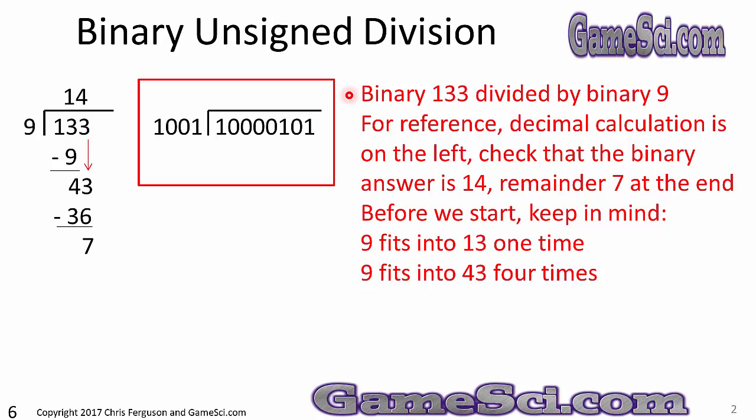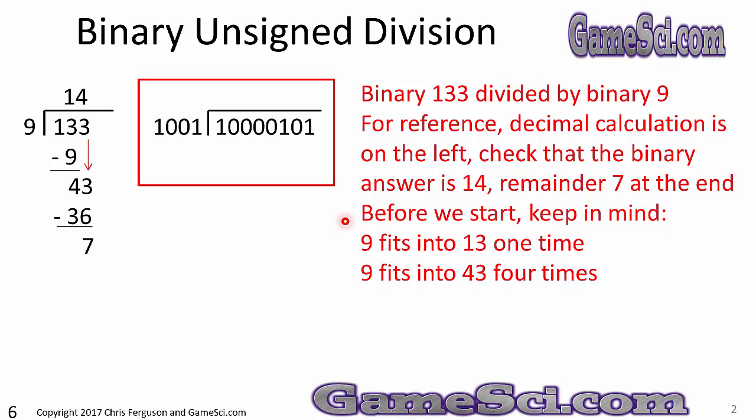Binary 133 divided by binary 9. For reference, the decimal calculation is on the left. 9 fits into 13 one time, so I write a 1 above the 13. Subtract out the 9 and get a remainder of 4. Drop the 3 down to make 43, and 9 fits into 43 4 times. 43 minus 36 has a remainder of 7.